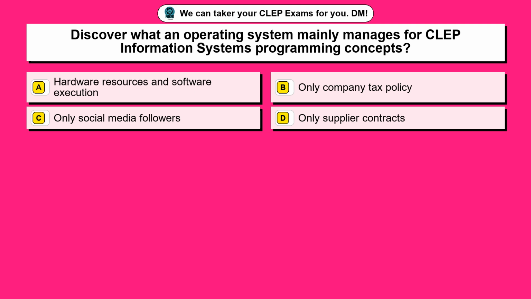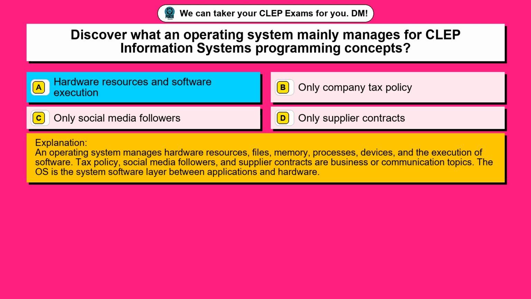Question 63. Discover what an operating system mainly manages for CLEP Information Systems programming concepts. Option A. Hardware resources and software execution. Option B. Only company tax policy. Option C. Only social media followers. Option D. Only supplier contracts. The correct answer is option A. Hardware resources and software execution.